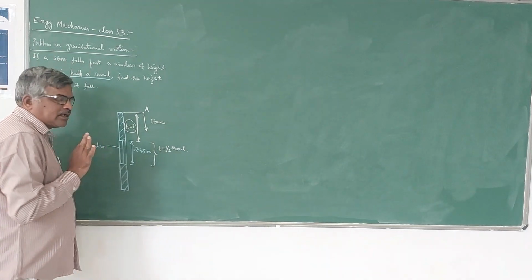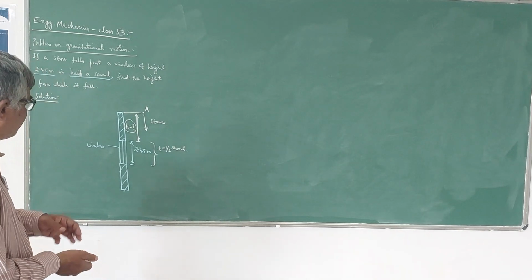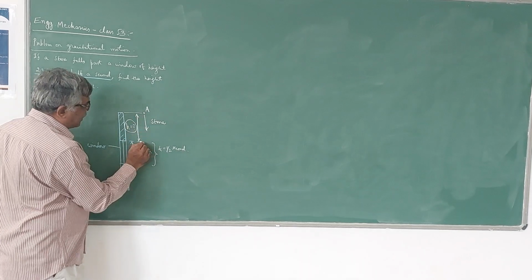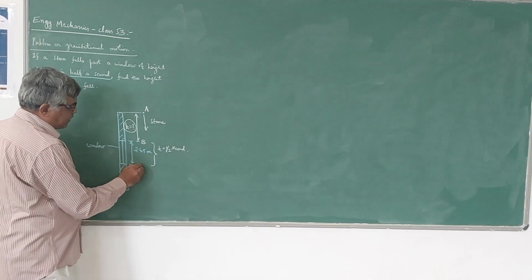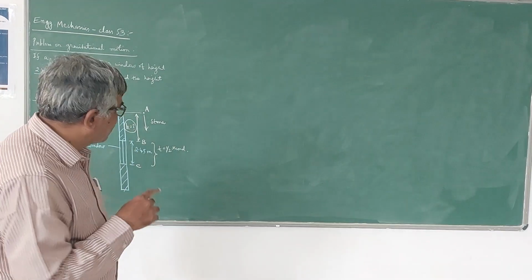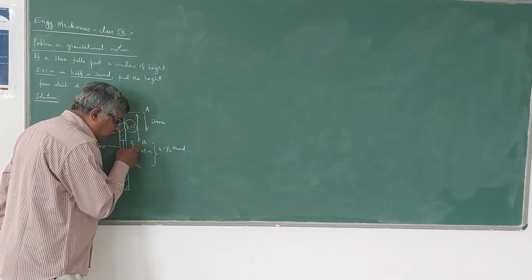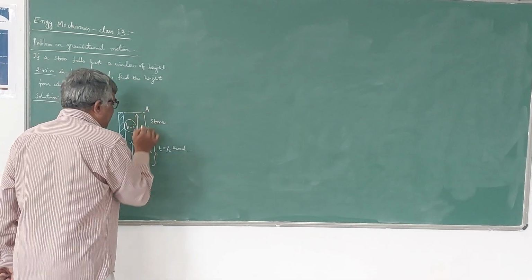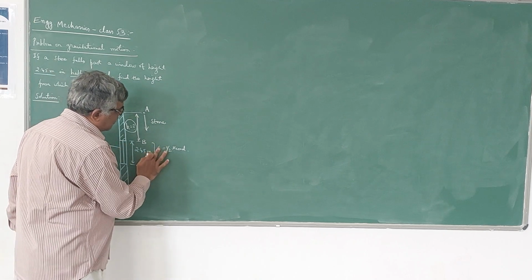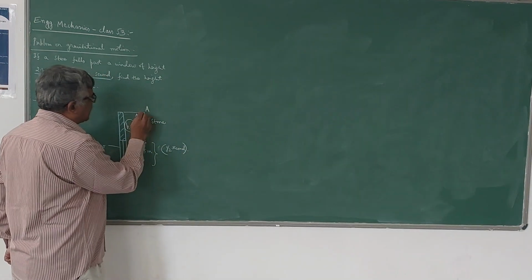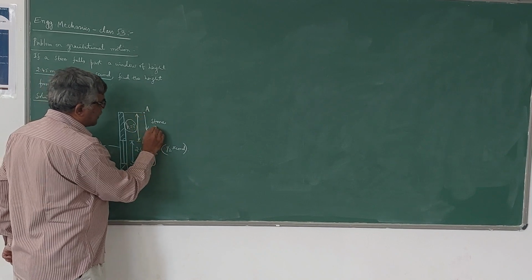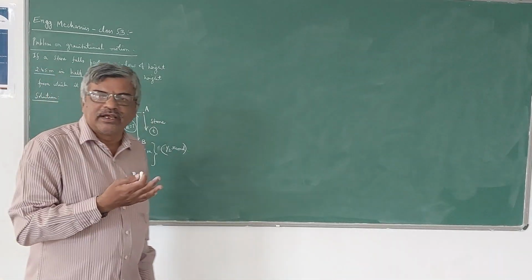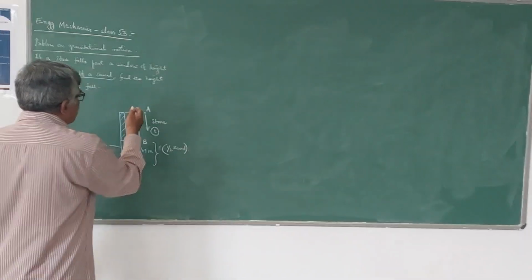Please note that here only two data are given. The first data is the height of the window, that is the distance traveled by the stone from the top to the bottom. I will take this point as A, this as B, this as C. So BC is the height of the window, which is 2.45 meters. And the time taken by the stone to fall from B to C is half a second. We don't know the time taken by the stone to travel from A to B, so I will take that time as T. And H is the distance from A to B, that is the height above the top of the window from which the stone falls.